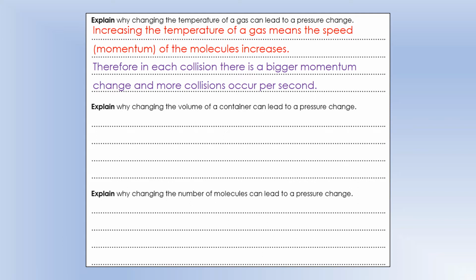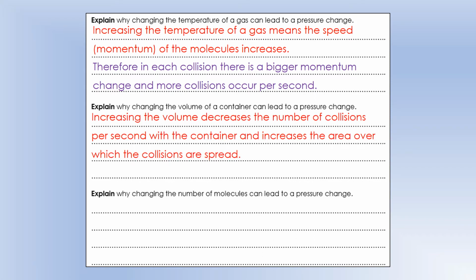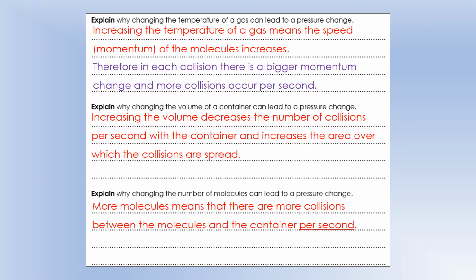So explain why changing the volume of a container can lead to a pressure change. Well, if you increase the volume, the number of collisions per second would decrease because particles have to travel further before they collide with the container again. It also increases the area over which the collisions are spread, both of which decrease the pressure. So why can changing the number of molecules lead to a pressure change? More molecules means there are more collisions per second. That's going to increase the pressure.